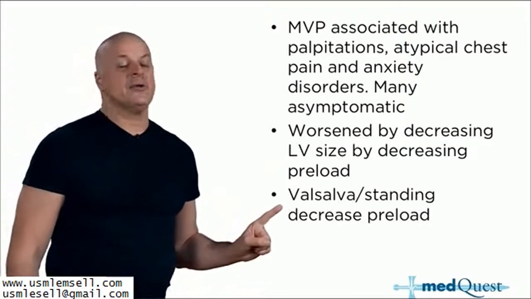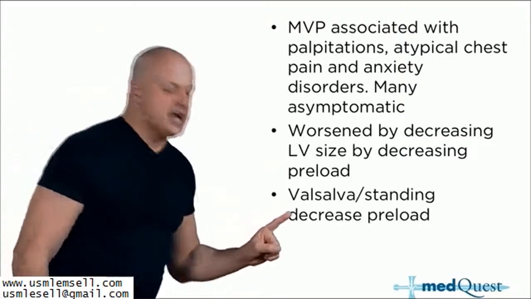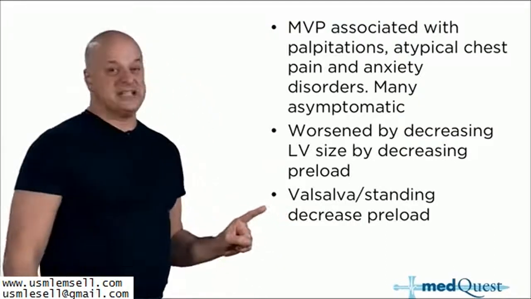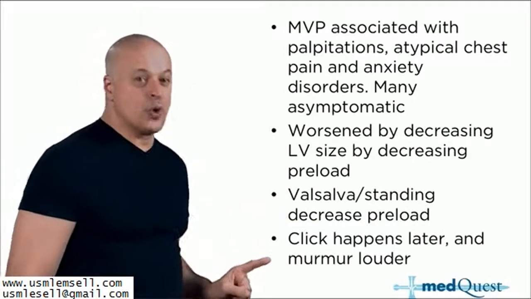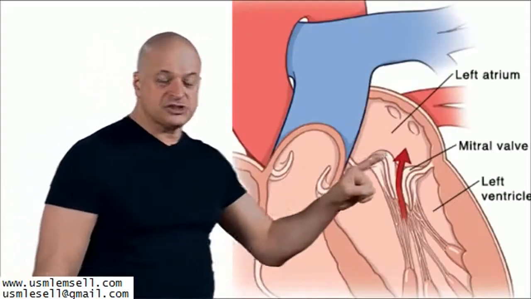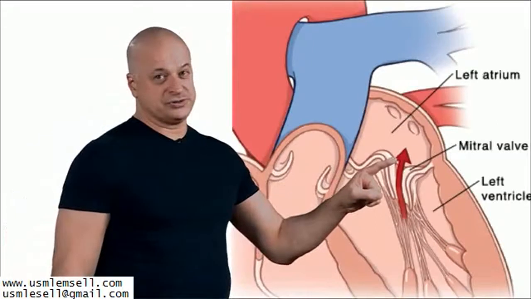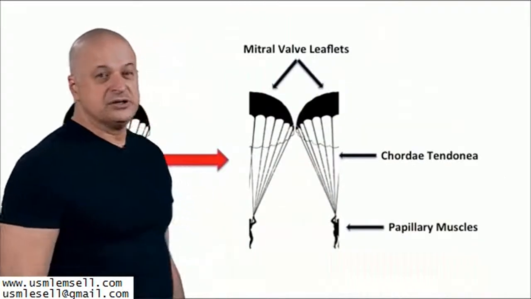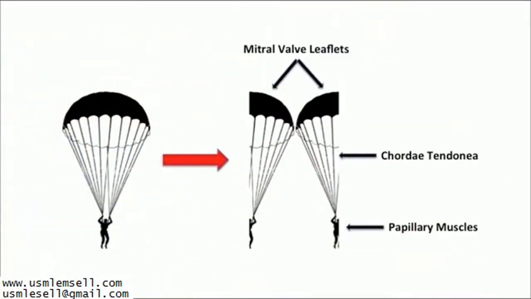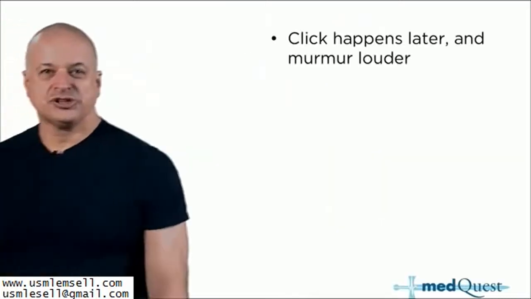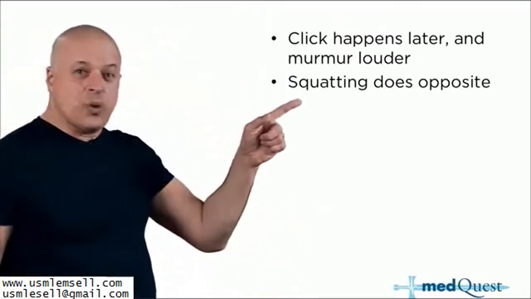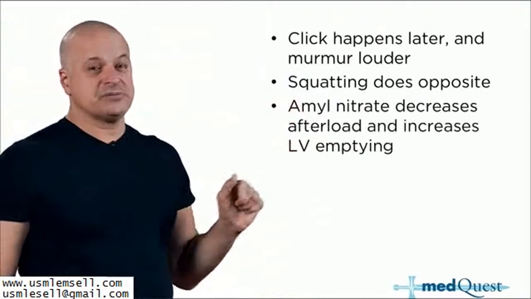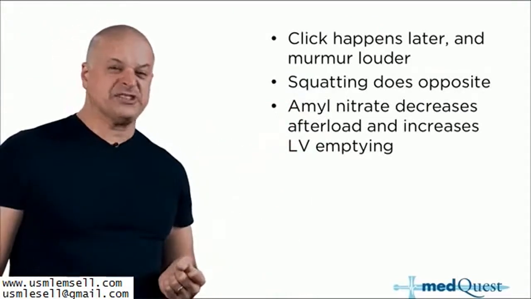Valsalva and standing make it smaller. Valsalva and standing, by decreasing venous return, worsen it. And the click gets worse. Small heart, click worse. Nice picture, huh? Oh, look, there it is. That looks like the prolapsing valve, doesn't it? Looks nice. So the click happens later when the heart gets smaller. Squatting, which increases venous return, does the opposite and makes it better.